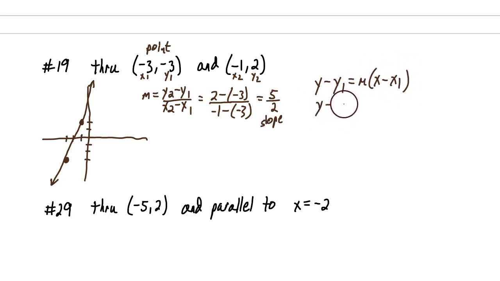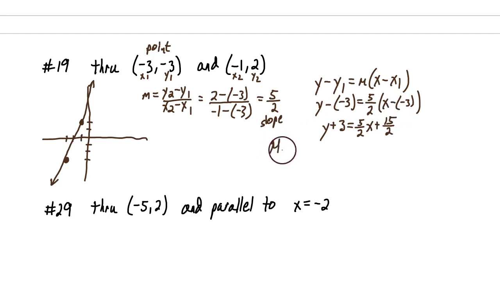Let's fill in our y1. It's negative 3. Fill in our m. That's the 5 halves. Fill in the x1. That was negative 3. Now we need to change this equation to the ax plus by equals c form. On the left side, the minus negative can be written as a plus sign. On the right side, let's do the distributive property. 5 halves times x is 5 halves x. The negative of negative 3 is really a plus 3. When you multiply 5 halves to 3, you get 15 halves.